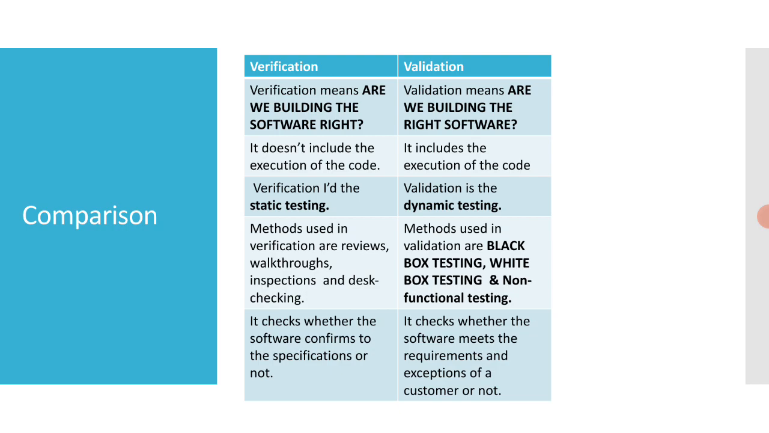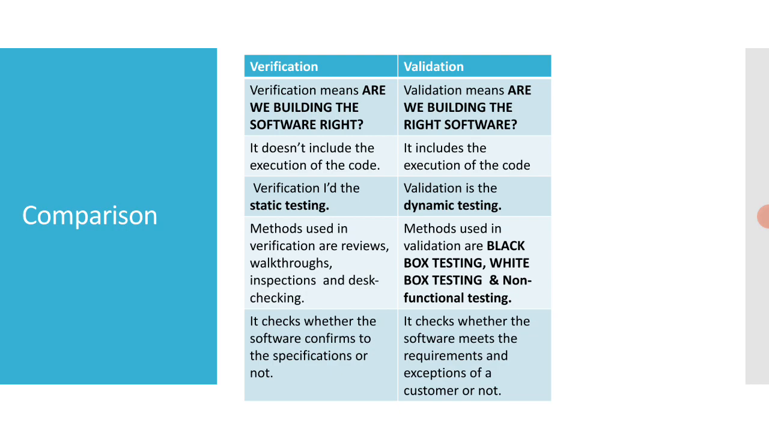The verification does not include the execution of the code, but validation includes the execution of the code. That means verification is the static testing. We do static testing, as validation is we run it and do it. That's why it is dynamic testing. So methods used in verification are reviews, walkthroughs, inspections, and desk checking, whereas the methods used in validation are black box testing, white box testing, and non-functional testing.